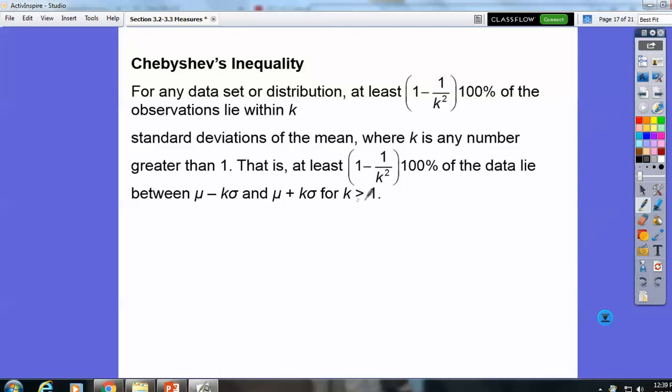Okay, what it tells you is that for any data set, at least 1 minus 1 over k squared times 100% of the observations lie within k standard deviations of the mean.